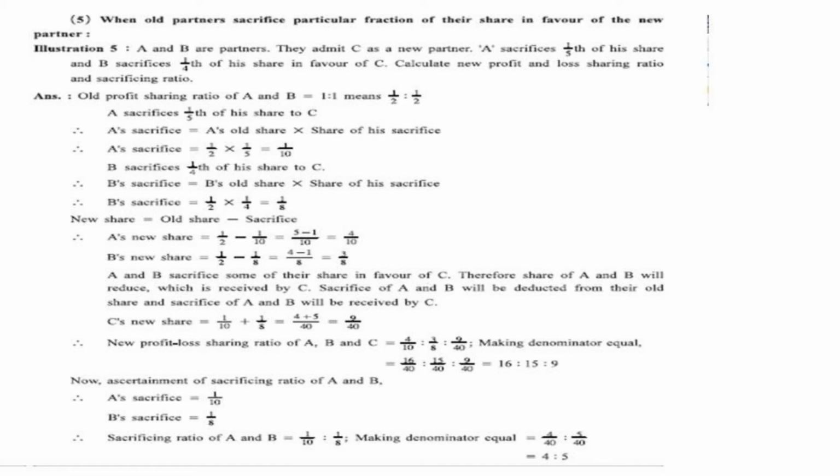We have to make the denominator 40. We multiply by 4, then 10 fours are 40. So 1 upon 10 multiplied by 4 upon 4 gives 4 upon 40. And for B it is given 1 upon 8. If we want to make the denominator 40, we have to multiply by 5. So we multiply 5 with numerator and denominator, and we get 5 upon 40. So this way the ratio is 4 ratio 5.